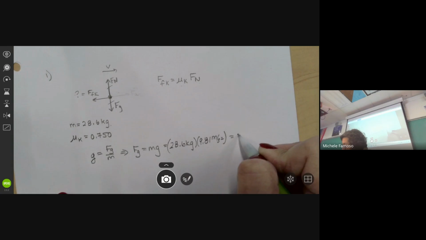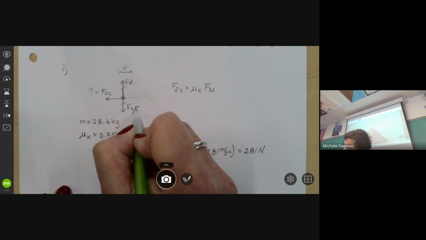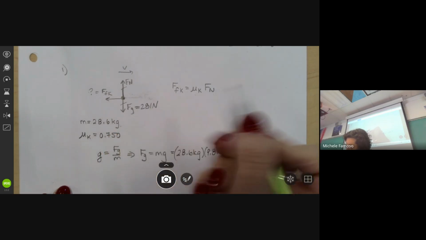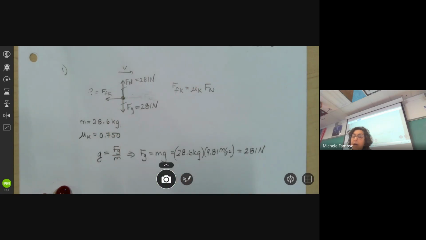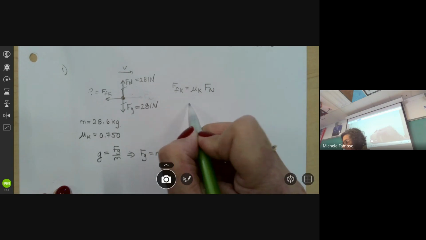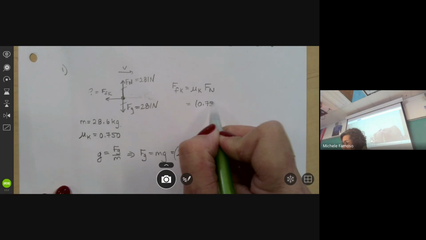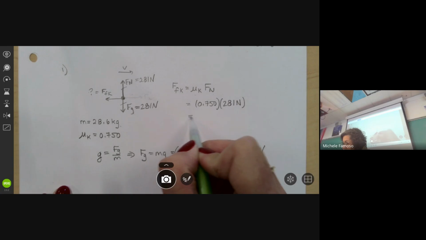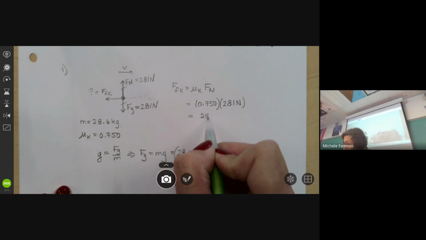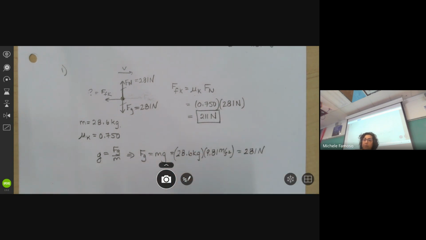When I work that out, that gives me 281 newtons for the weight. So that is 281 newtons, and the normal force is also 281 newtons. Now I have everything I need to get that force of friction by taking 0.750 and multiplying by 281 newtons. And when I work that out with 3 sig figs, I will get 211 newtons for that force of friction.